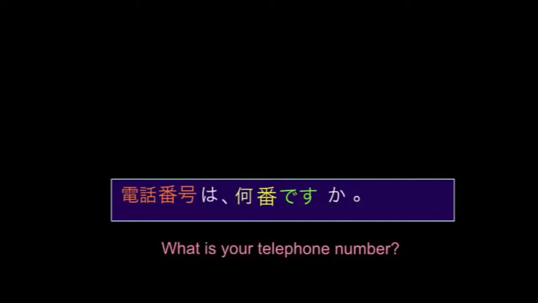Notice in the English question, what is your telephone number? We use your to make our sentence natural, but in Japanese, you don't need to say your. You just simply say telephone number, and that's sufficient. Let's listen to our native speaker saying that question.